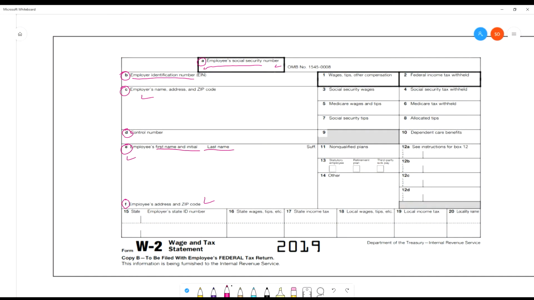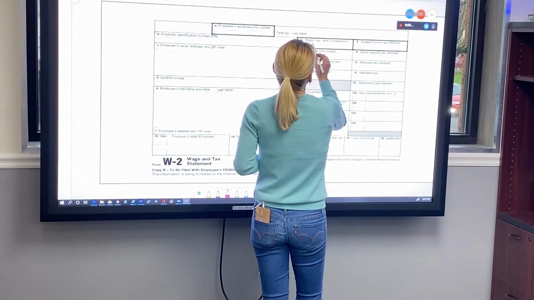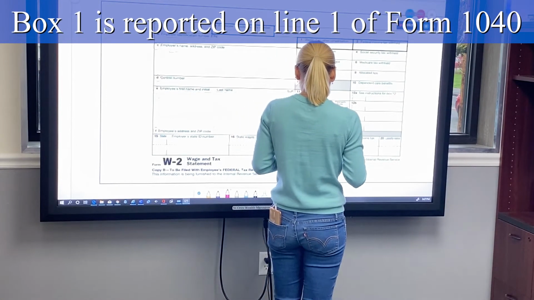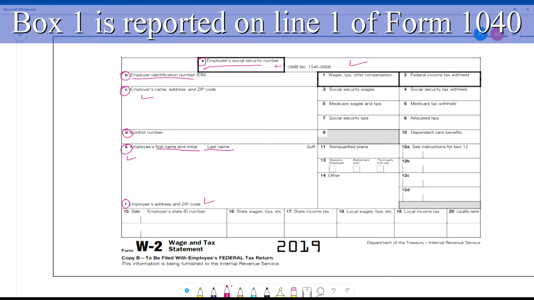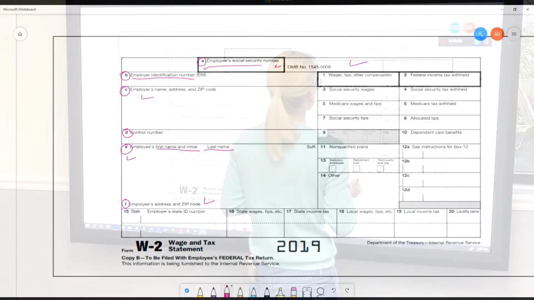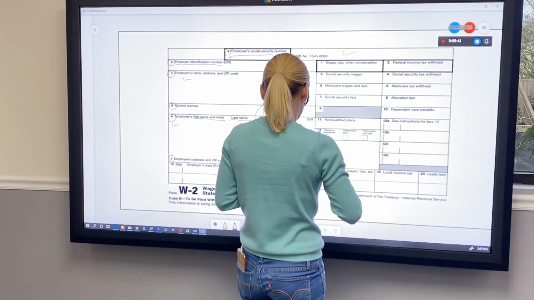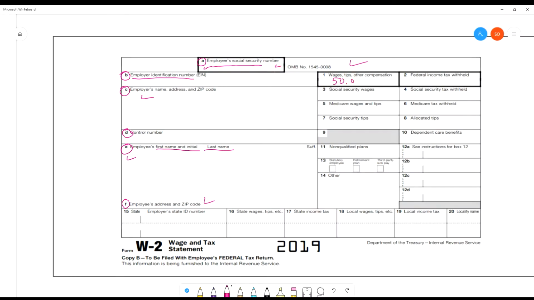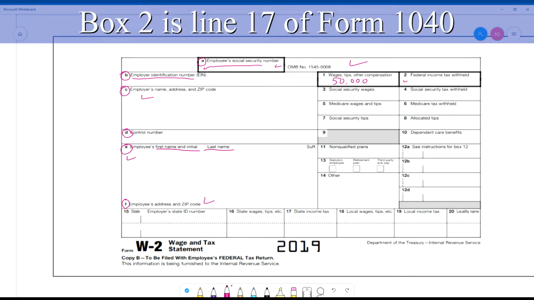Now let's go to the right side of your screen. Box number 1, wages, tips, and other compensation. It shows your taxable wages, bonuses, and it could be any other fringe benefits. So say it's $50,000. Box number 2 shows you federal income tax withheld, and say it will be $6,800.